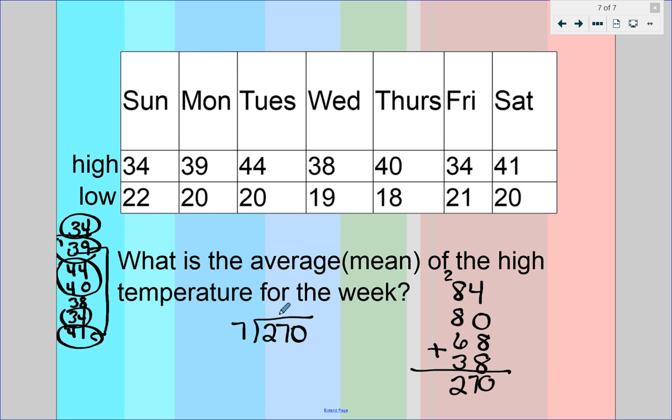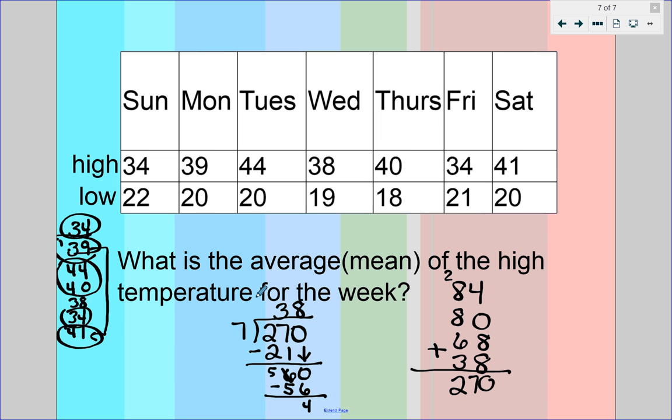Divide that by 7. That gives us 3. 3 times 7 is 21. Subtract. Bring down that 0. How many 7s can we get out of 60? 8. 8 times 7 is 56. Subtract. And we get 4 left over, so we have 38 with a remainder of 4, right? So we have 4 sevenths.